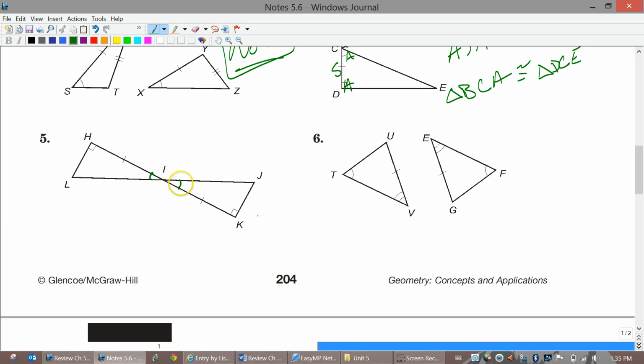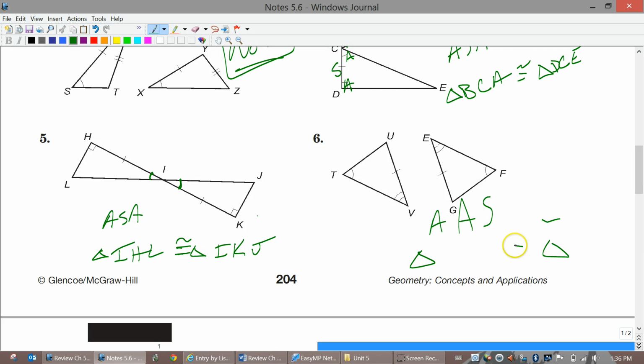We can mark these angles congruent, can't we? Vertical angles. That's ASA and the congruent statement. So I matches with I, H matches with K, and L matches with J, based on how the angles were marked. Okay, and I'm not going to write the congruent statement. This one's emphasis on the double A. I suppose I could write the congruent statement. It won't take long.